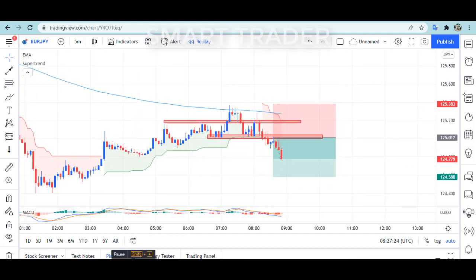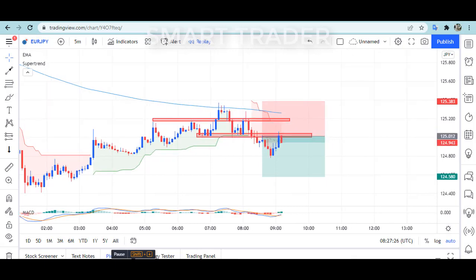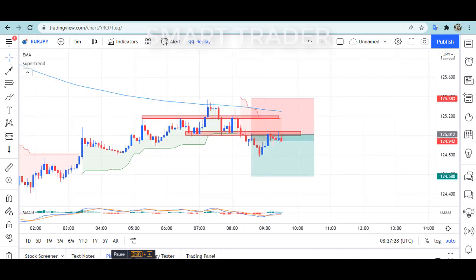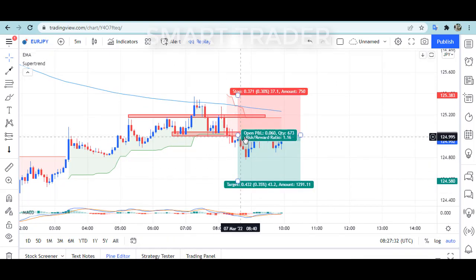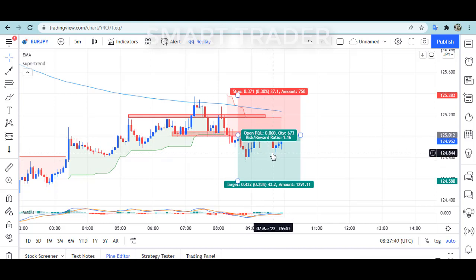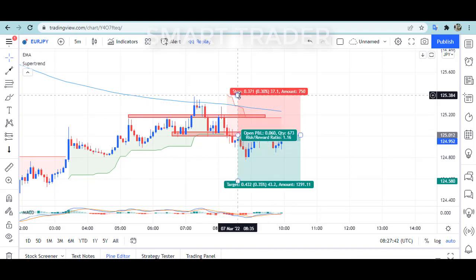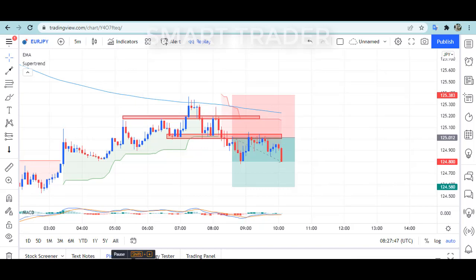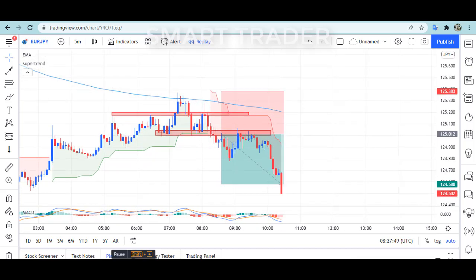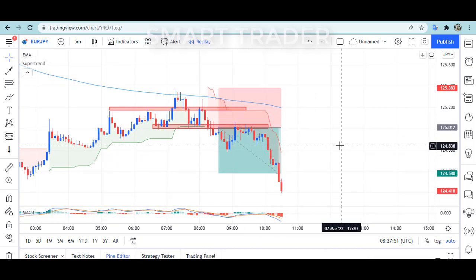So wait for the market. The market is running. We are in profit. We are in profit now. As you can see here, when the market retests the entry a second time and moves into profit, you can move the stop loss to break even and hold the trade. Okay, we win the trade.